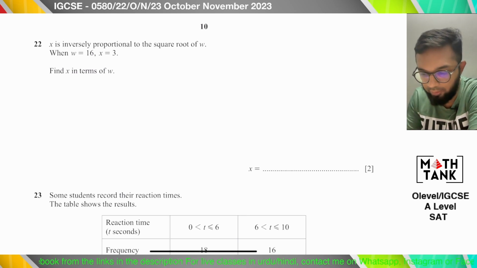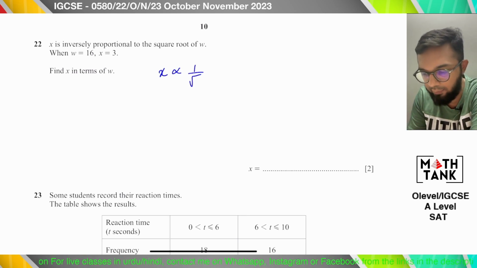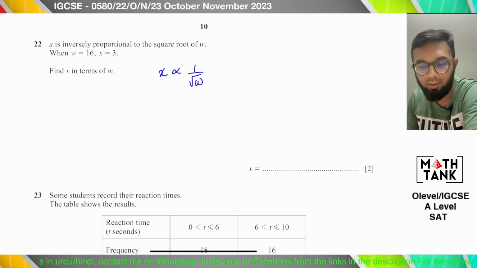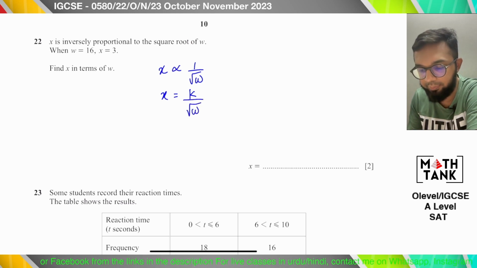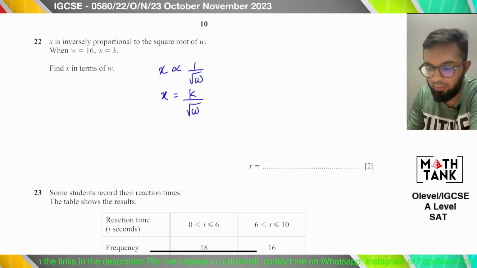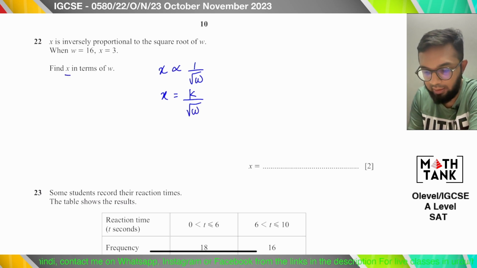X is inversely proportional to the square root of w. So inversely proportional to the square root of w. That's how you write it. Then when you turn this into equals, you get k over root w. So I get x equals k over root w, and I want to find x in terms of w.